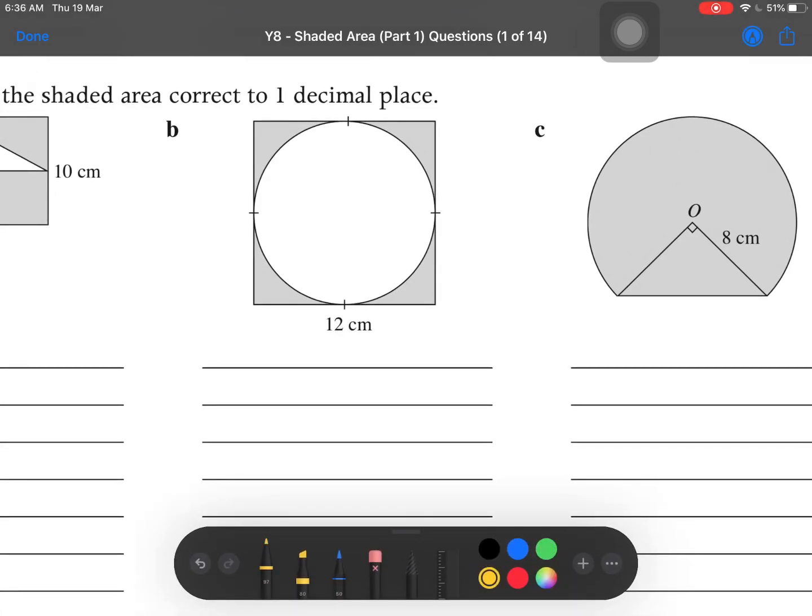Question 2b. The whole idea here is you have to find the shaded area, and the shaded area is this part and this one. As we can see, that means we need the area of the square, and you have to minus this with the area of the circle. All right, let's get to it. This is simple actually, because the square is just 12 times 12, which is 144.